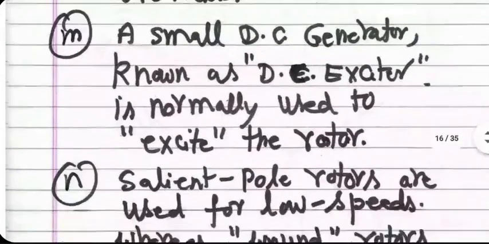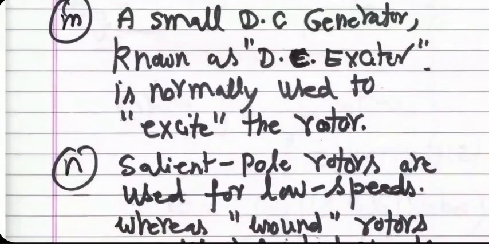As we have already seen, you need to supply DC voltage, in fact DC current, to the field windings on the rotor. So a small DC generator is required. It is called exciter or DC exciter. So all alternators are fitted with a small DC generator called DC exciter.